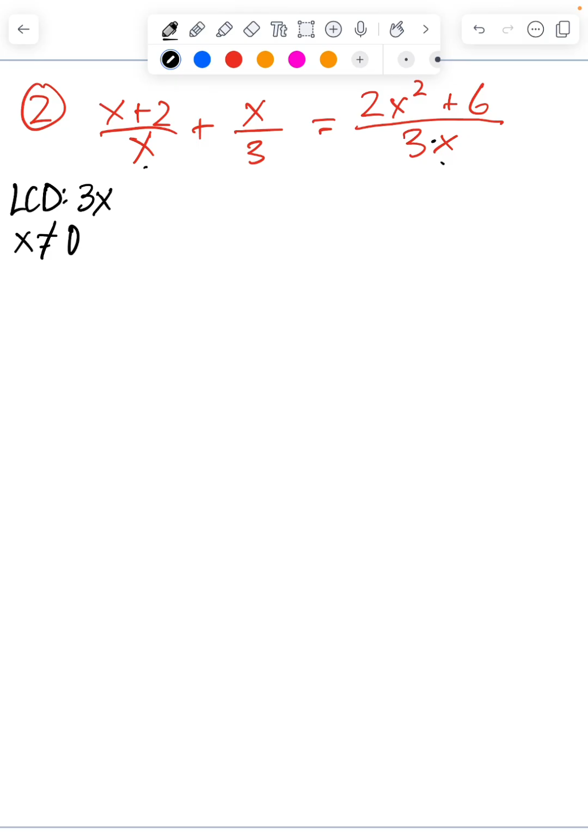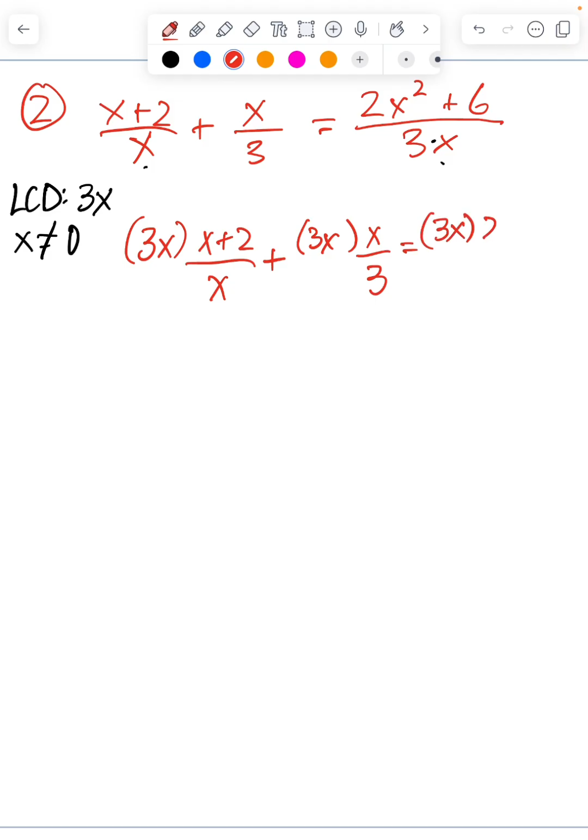And now we multiply everything by the LCD. So let's do that. Let's multiply all the terms by the LCD. So I'm going to have 3x times (x + 2)/x, plus 3x times x/3, equals 3x times (2x² + 6)/(3x).